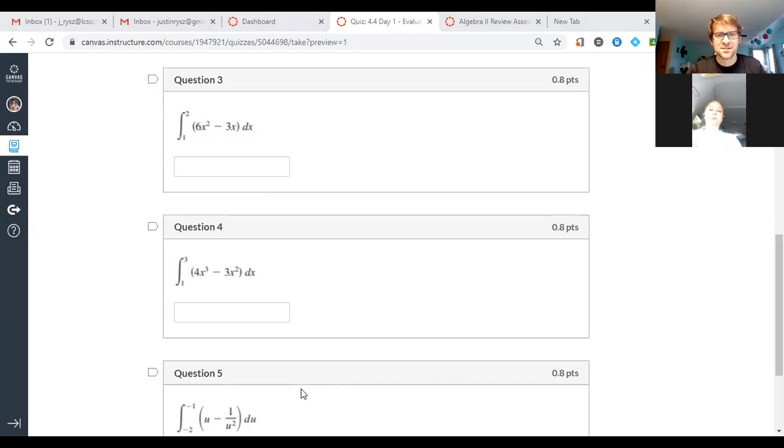What the calculator does, it graphs it, and it makes a bunch of tiny rectangles and adds them all up together. 9.5. There's the answer there.